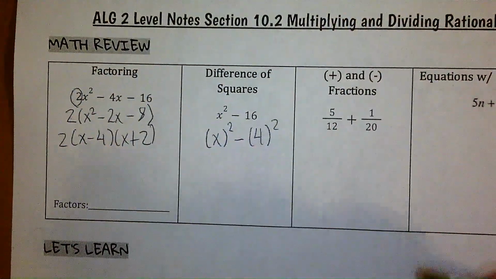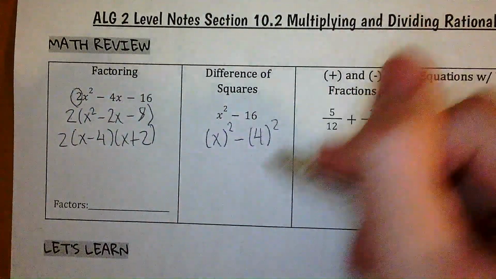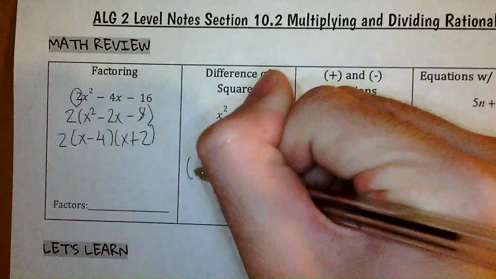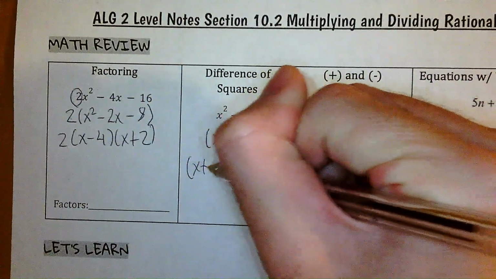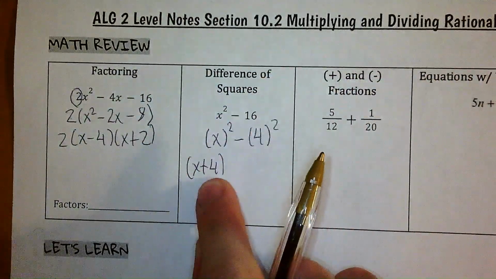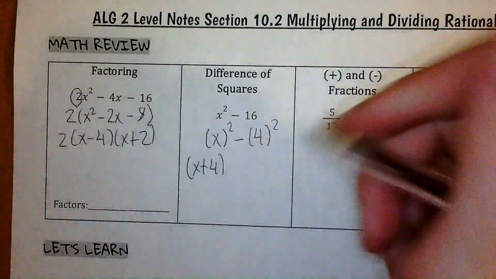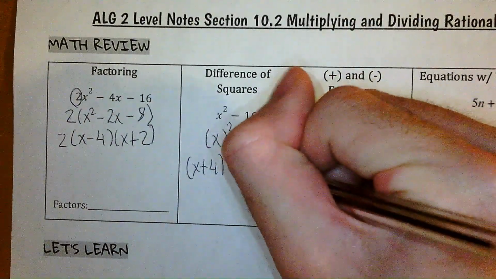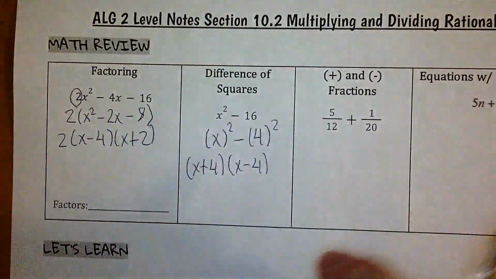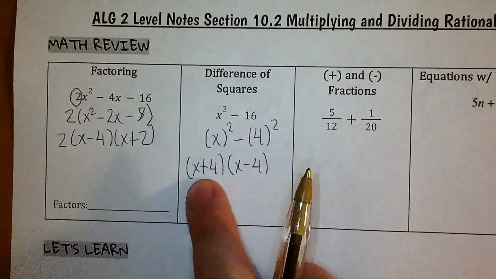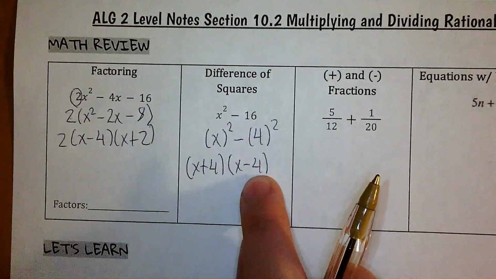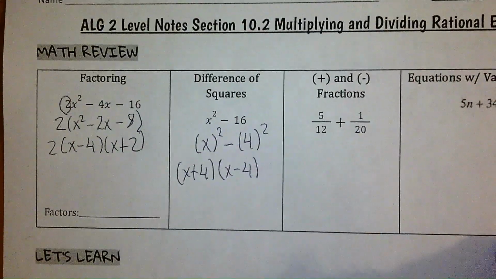4. Now the formula for the difference of squares is to take each of these quantities and take the sum of them, so the x and the 4, and then also take the difference of them, so the x and the 4 again. X plus 4 and x minus 4. That one is done.